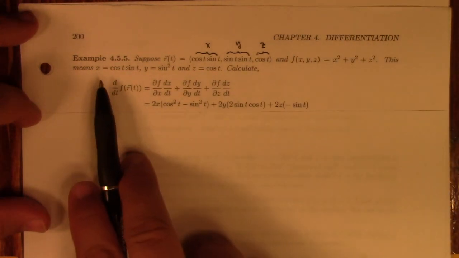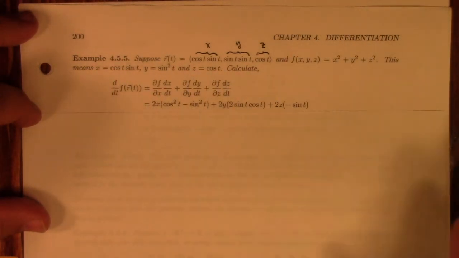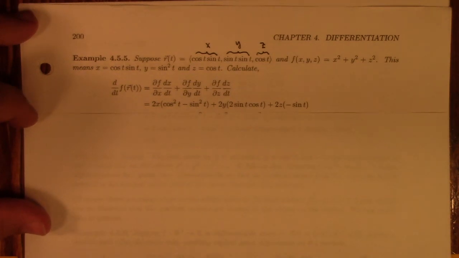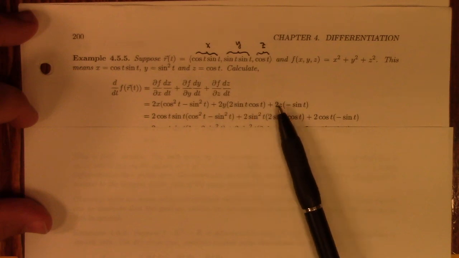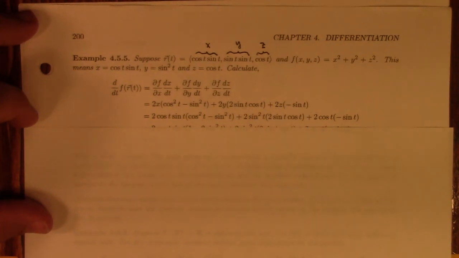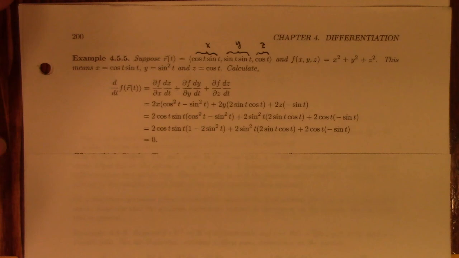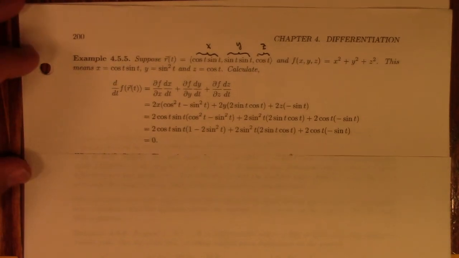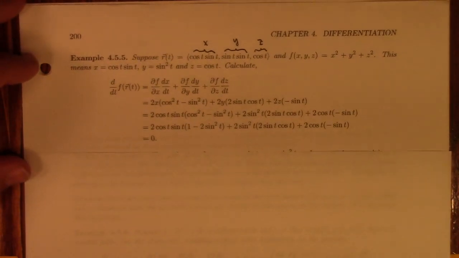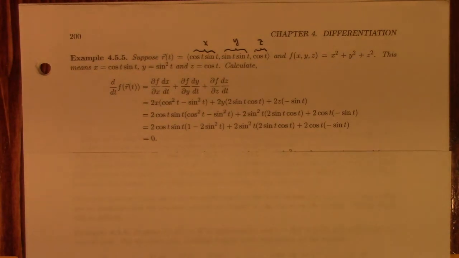Oh, I've written it right here. x equals that, y equals that, z equals that. And then, of course, you could plug back in what x, y, and z are, and then you could even simplify it and get 0. Why is that? Why is that derivative 0? Do you know? Think about it. Why would that derivative be 0?